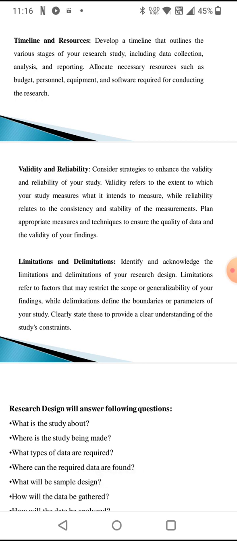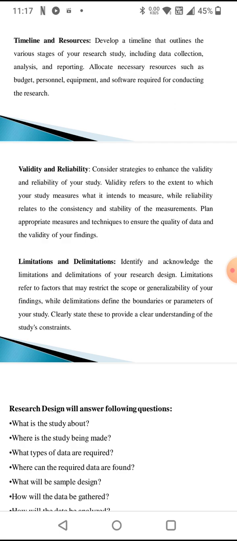Next one is validity and reliability. So what do you mean by validity and reliability? Your data should be valid and it should be reliable. You need to consider strategies to enhance the validity and reliability of the study. What do you mean by validity? It refers to the extent to which your study measures what it intends to measure, while reliability relates to the consistency and stability of the measurements. Planning appropriate measures and techniques to ensure the quality of data and the validity of the findings. Right? So this is about your validity and reliability.